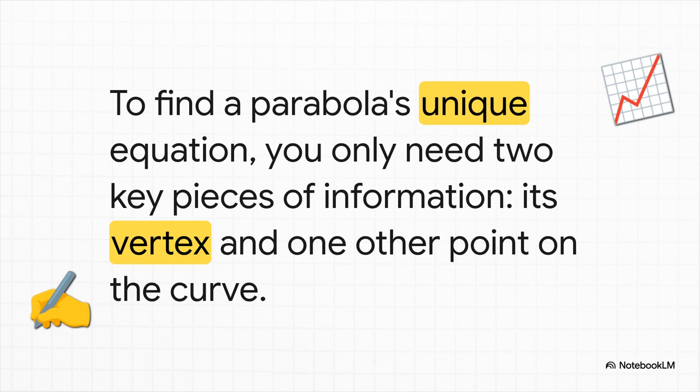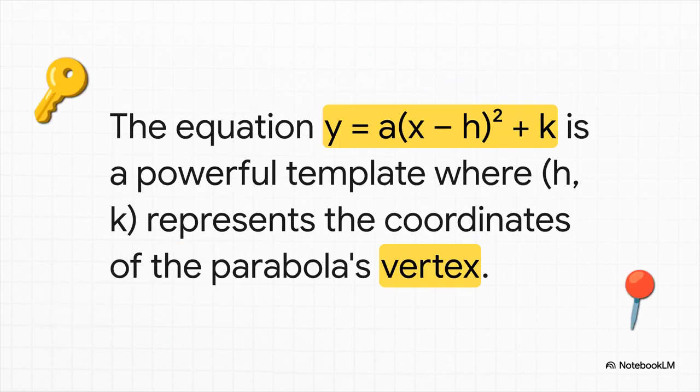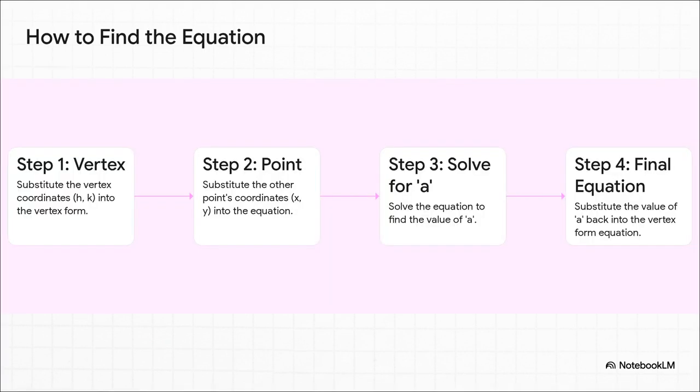That's all you need. And to do this, we've got this super handy template called the vertex form. Now, don't let the letters scare you. In this equation, h and k are just the x and y coordinates of that vertex. It's awesome because the formula has the most important point of the whole parabola built right into it. So turning a picture into an equation is basically like following a simple recipe. It's just a few steps. First, you pop in the vertex coordinates for h and k, then you use that other point we mentioned to solve for a. And a is just a number that tells you how wide or narrow the curve is. Once you've got a, boom, you have your final complete equation. It's a really clean four-step process.